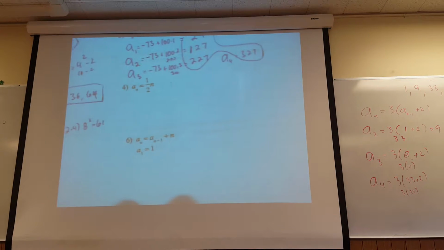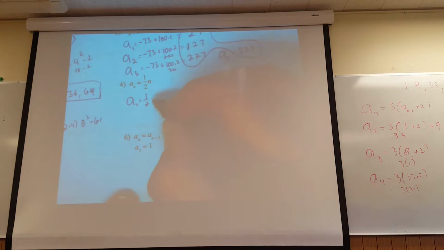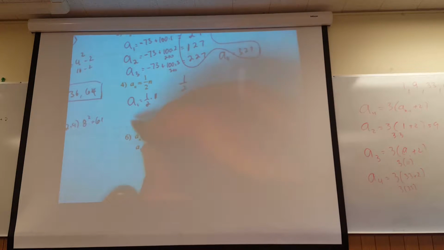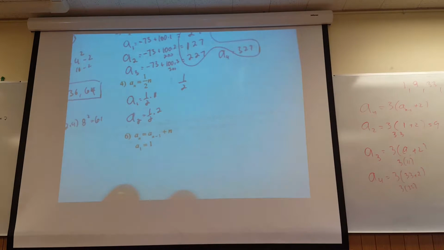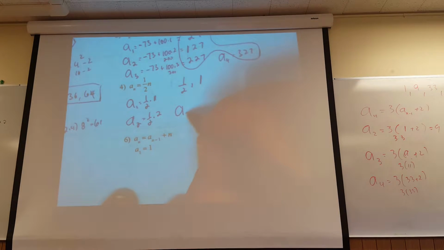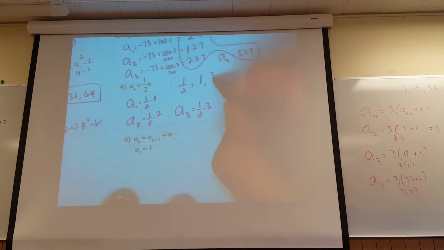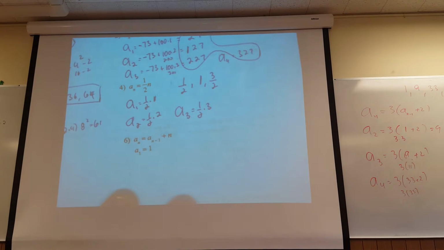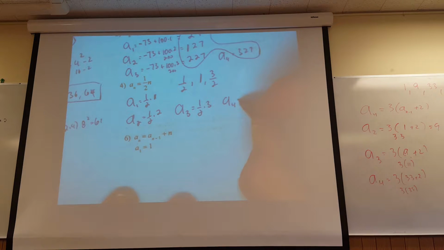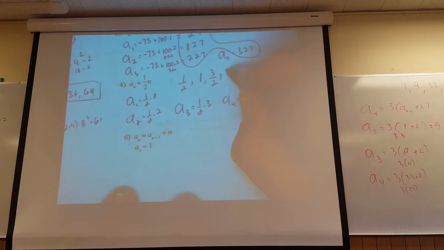Number 4, right there. The first term is 1/2 times 1. So that's 1/2. The second term is 1/2 times 2, and that's 1. The third term is 1/2 times 3, so that's 3 over 2. And the fourth term is 1/2 times 4, which is 2.